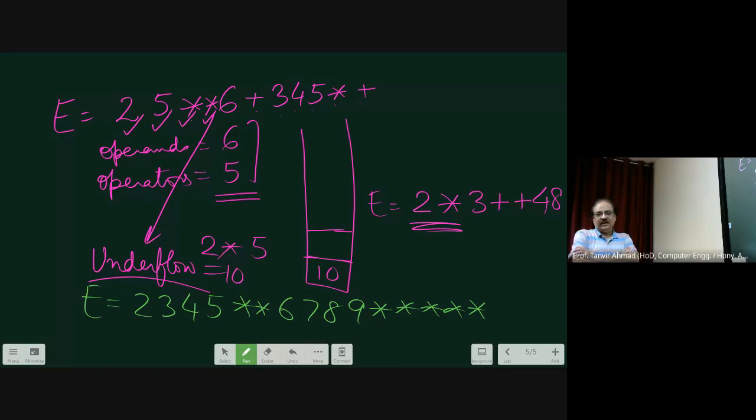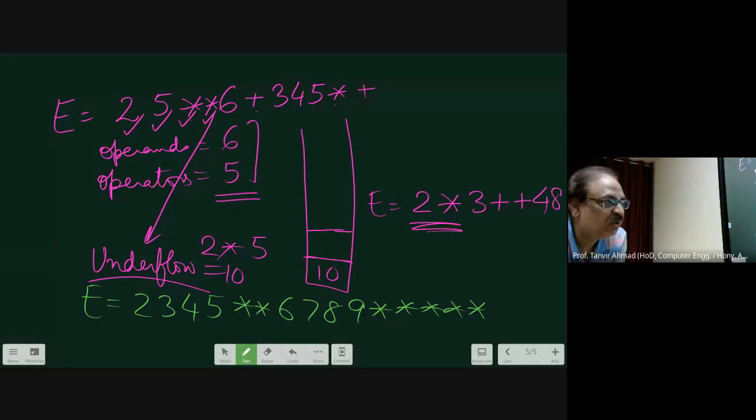Now this might be correct or this might not be correct. You will only know when you evaluate it with a stack. You push 2, then push 3, push 4, push 5. When you get the multiplication, pop 2 out and again push the result, and you keep on going like this. This is how you are going to check whether the expression is valid or not.